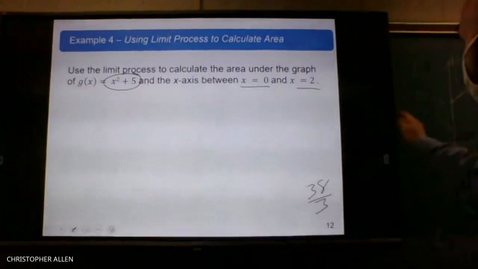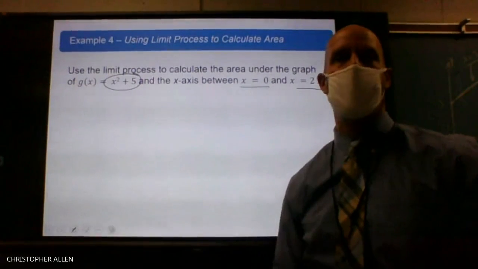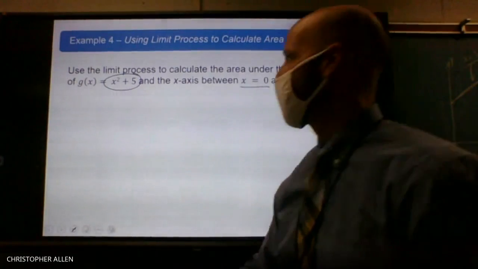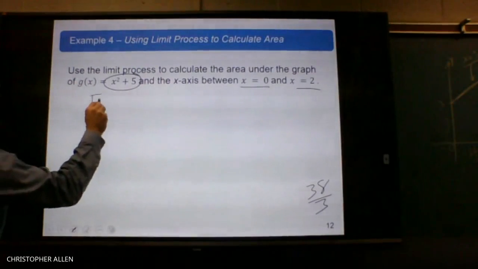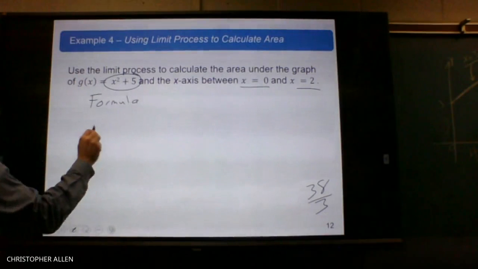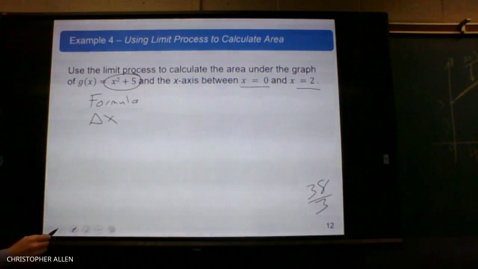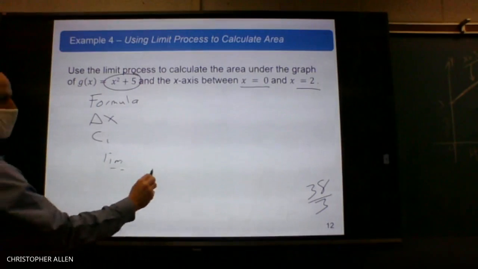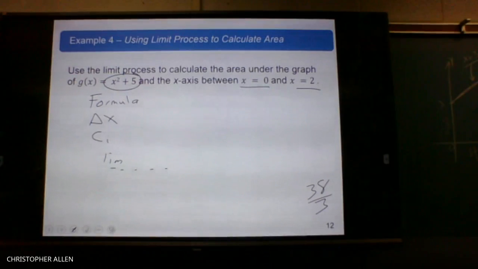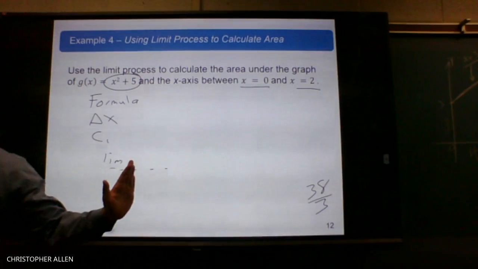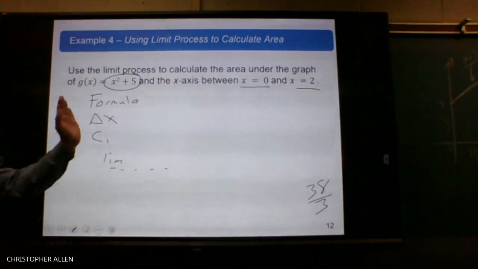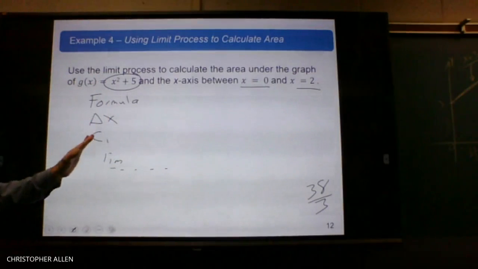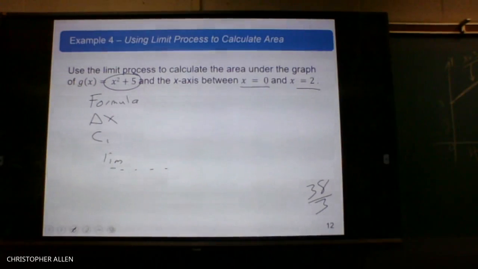And I'm telling you right now, you can't do a geometry trick like I did with the trapezoid. So here's what I'd like you to do. I'd like you to write the formula, tell me what delta x is, and tell me what c sub i is. And then I want you to write the limit expression with all of that stuff plugged into it. Don't work it out. I'm not asking you to do all the work. I just want you to use the formula that I gave you, find the delta x, find the c sub i, and then write the formula with all that substituted in it, and then just stop there.